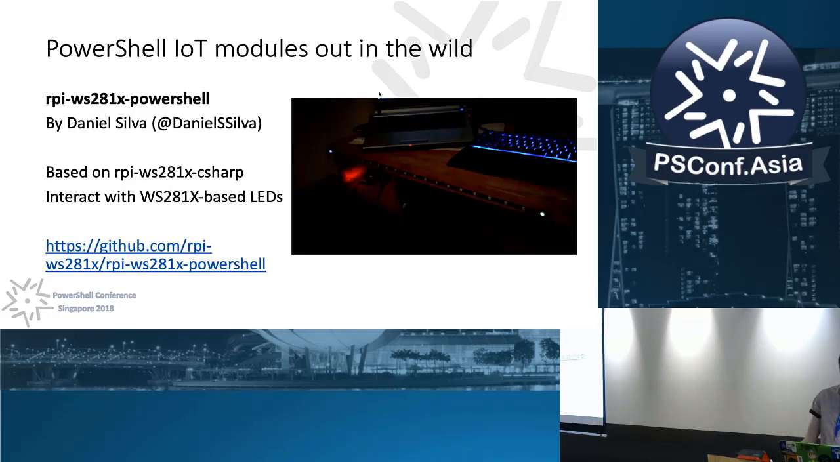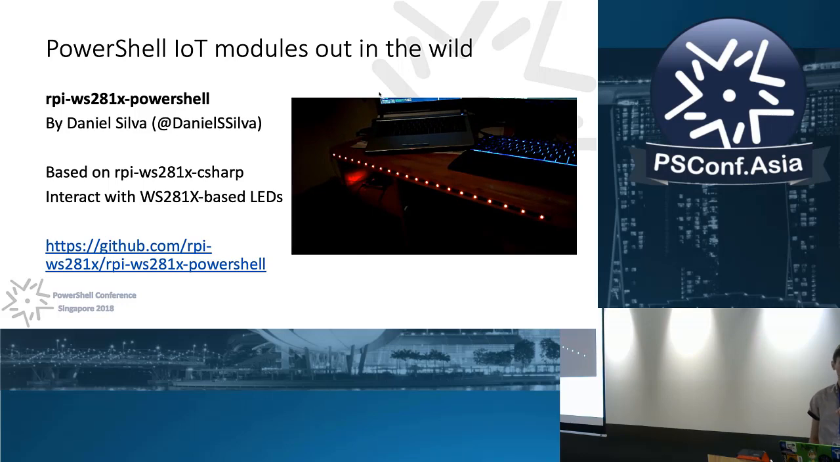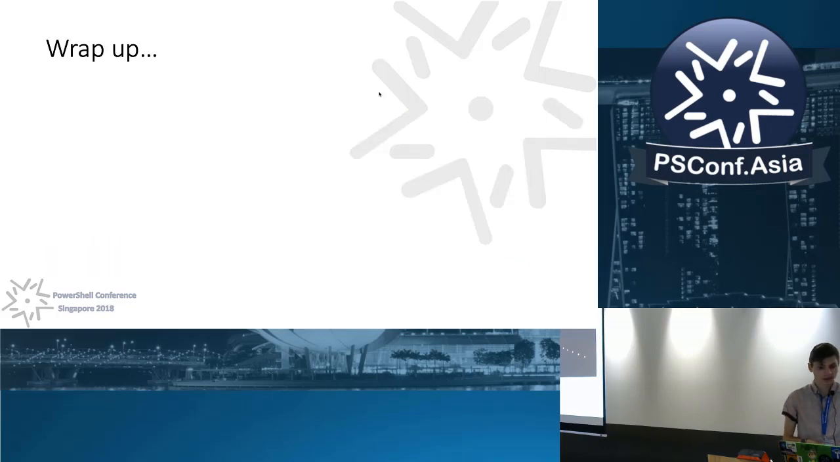So the example I have is this one, RPi WS281X-PowerShell by Daniel, another community member. And this is a video. And he got these Neopixel LEDs to work with PowerShell. There's a library called RPi WS281X C#, and he wrapped that in PowerShell and is able to control these using PowerShell, which is really cool. All right, so that's another way to go about doing some PowerShell IoT stuff without necessarily using the PowerShell IoT module. So another cool thing to check out.